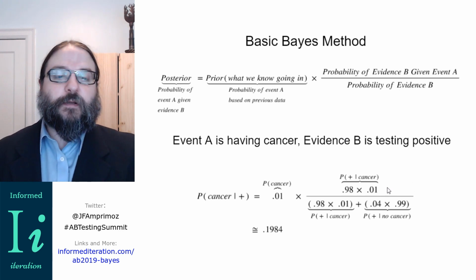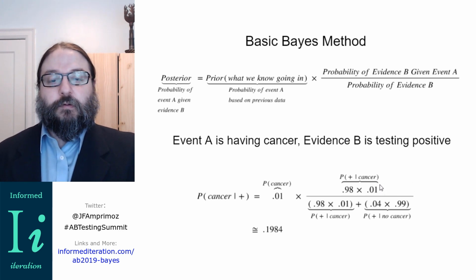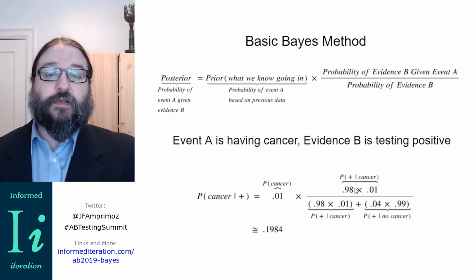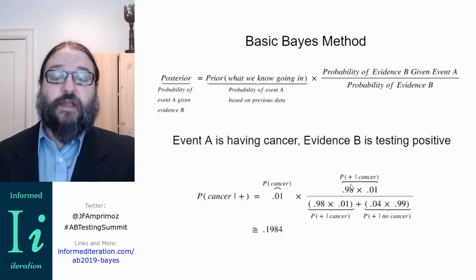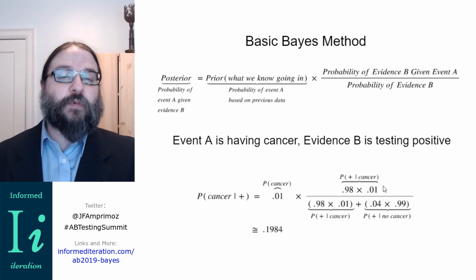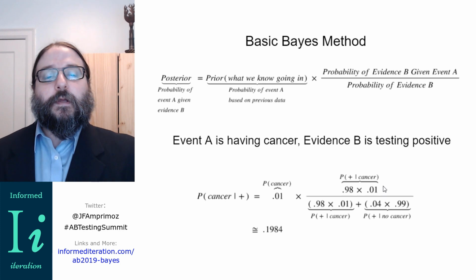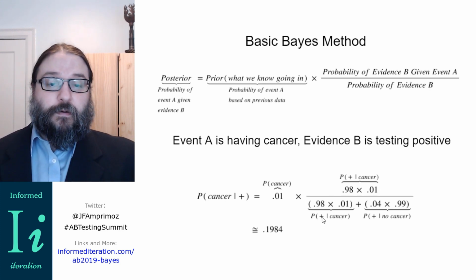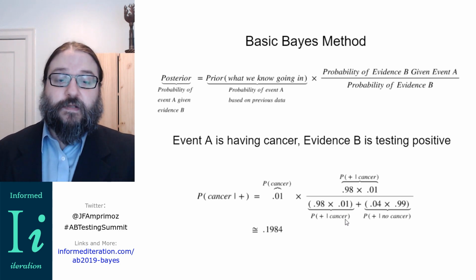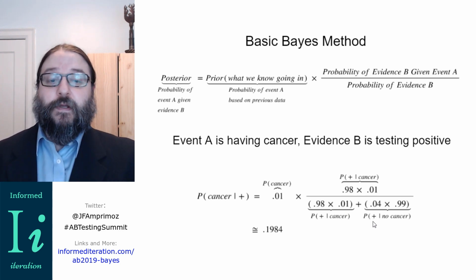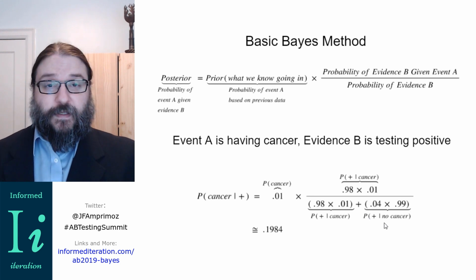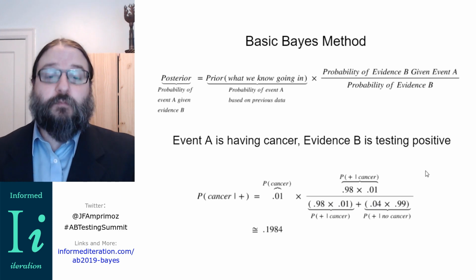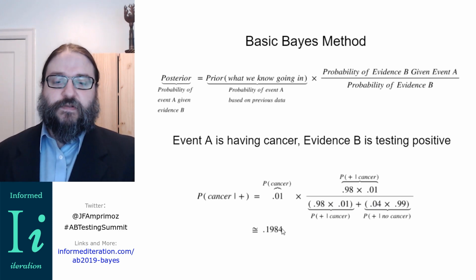The one little thing to note is that you're dividing the probability of testing positive if you have cancer, so the thing that we're interested in happening, the evidence that we saw and the event we want to detect, by the probability of testing positive and having cancer, plus the probability of testing positive and not having cancer. So all of the ways you could get that result. And in the end, it gives you 20%.